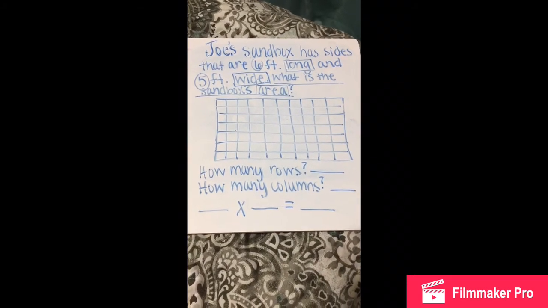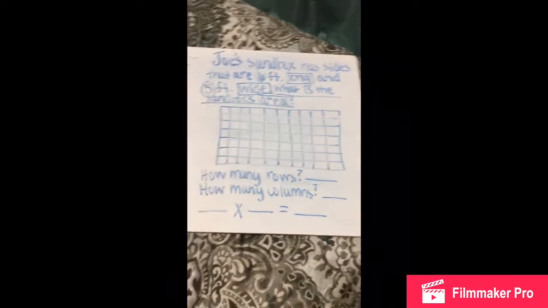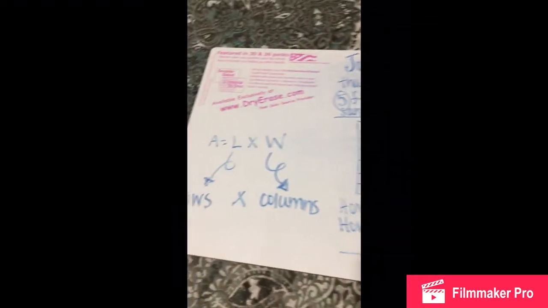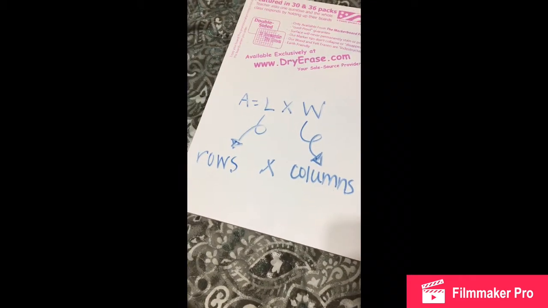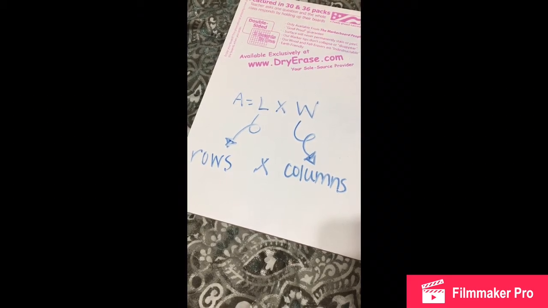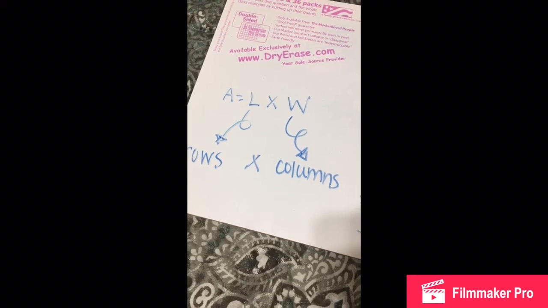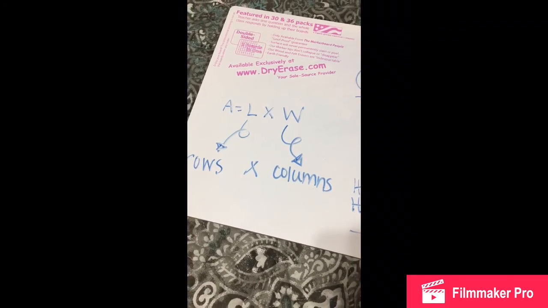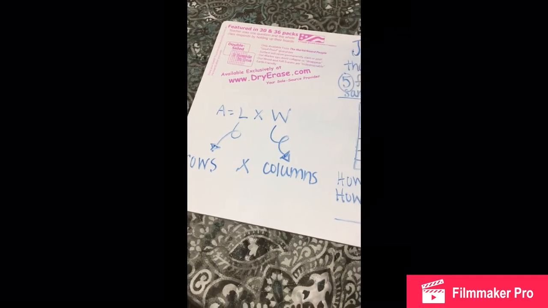So how many rows? Well, first let's refresh ourselves on what rows mean. So if I look over here, my formula is area equals length times width. I know that the length is how long it is, and that also represents my rows, and width is how wide it is, which also represents my columns on my array. So I'm going to do rows times columns to get my area.